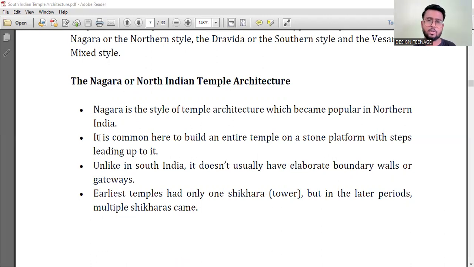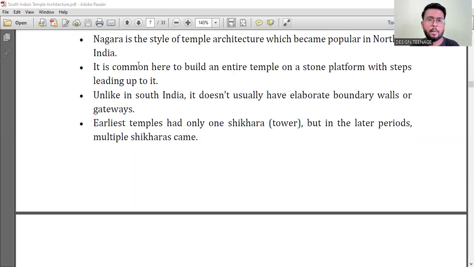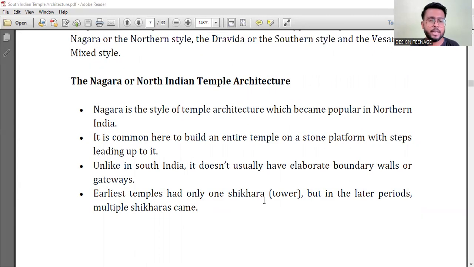This is how the construction materials, the people's skills, and the concepts and thought all came together with this kind of style. Am I audible to you guys? Are you guys even there? Yeah, sir. Okay, fine. So let's talk about the Nagara style.